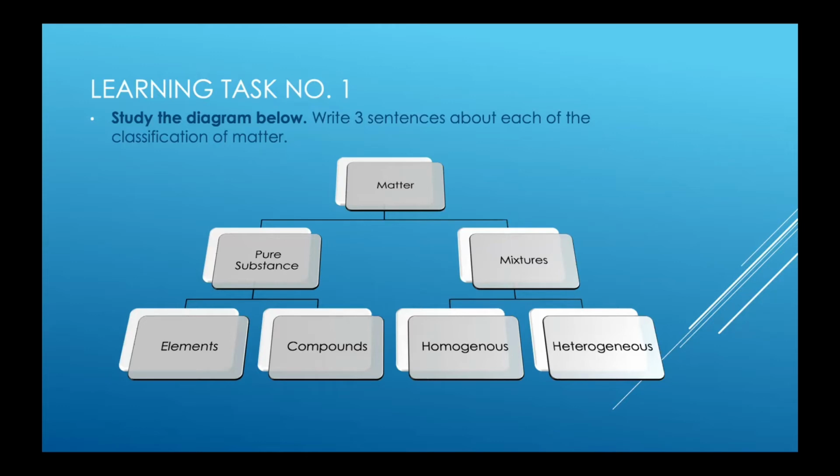So I'll give you time to write down your answer. You can pause this video so that after you're done, you can continue with the next task. Alright, you can start now. Okay, learning task number 2.